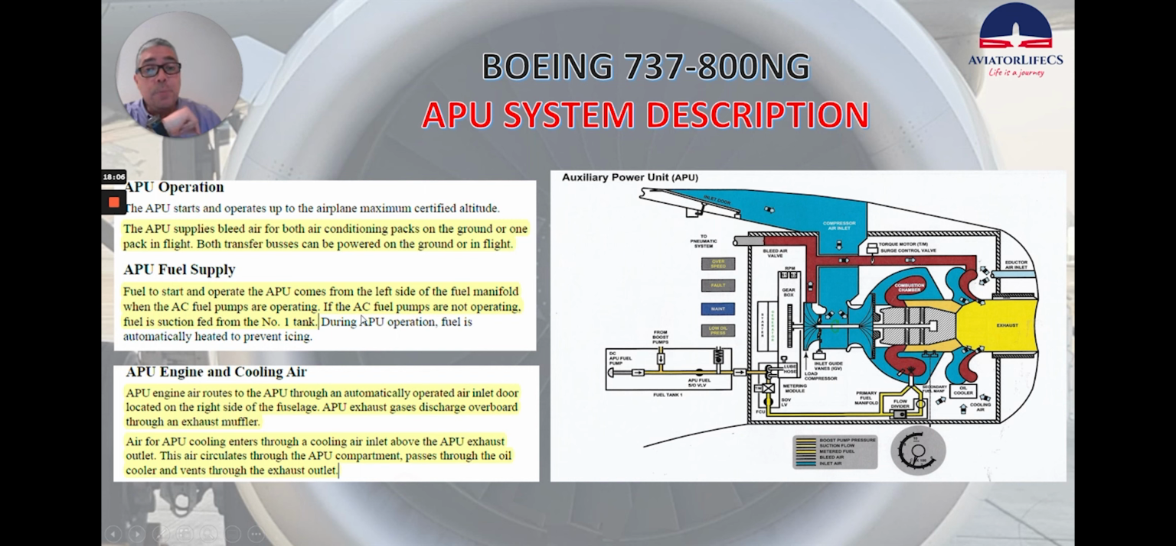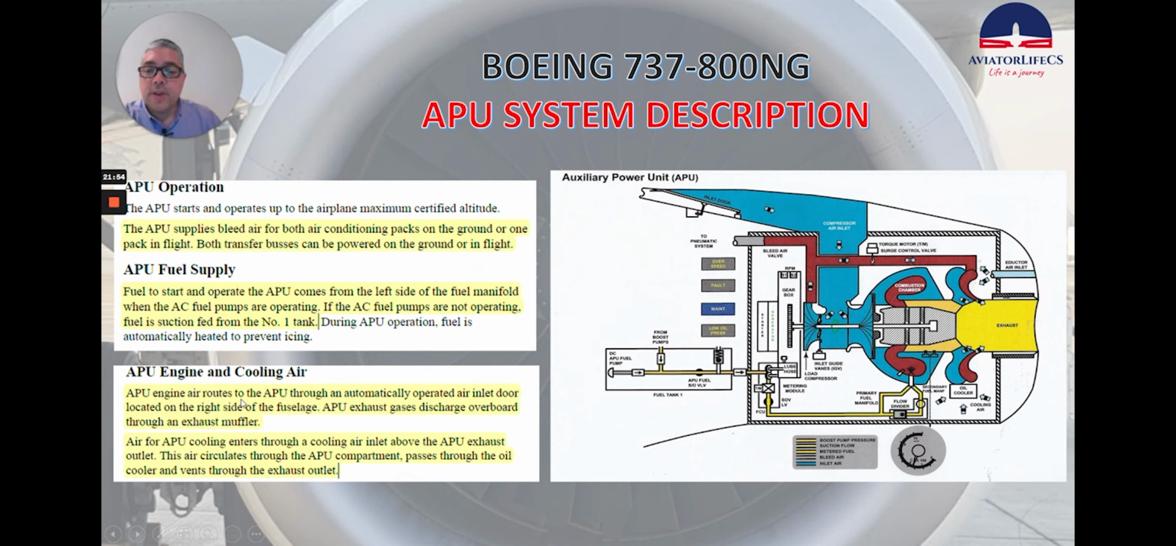Fuel to start and operate the APU comes from the left side of the fuel manifold when the AC fuel pumps are operating. If the AC fuel pumps are not operating, fuel is suction fed from the number 1 tank. During APU operation, fuel is automatically heated to prevent icing.